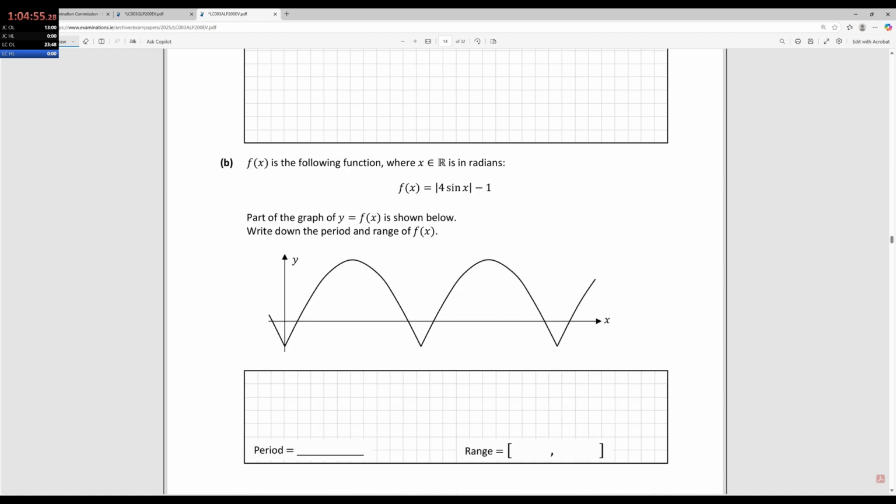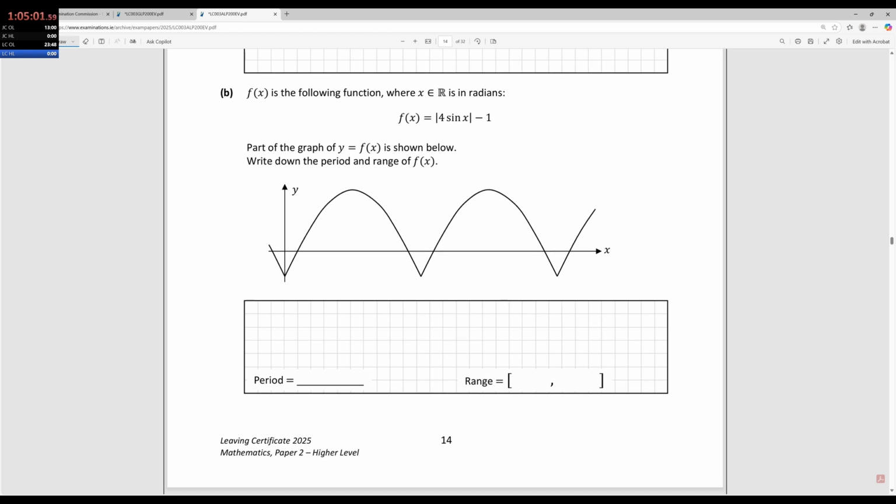Oh, okay. It's the following function where it's in radians, thank you, and modulus. But write down the period and the range of f(x). That's a bit of a harsh move, in fairness to people.